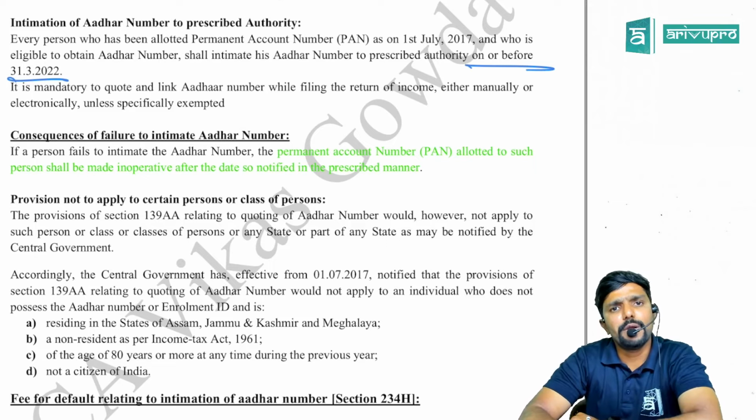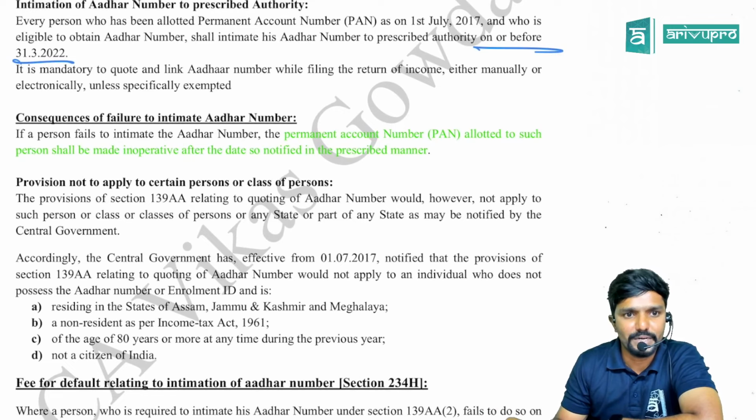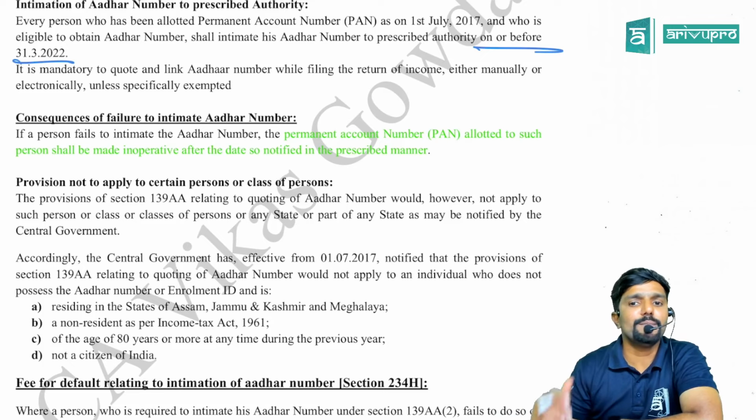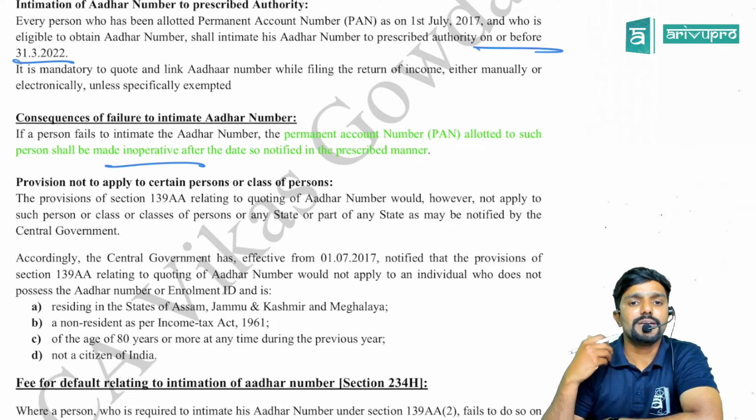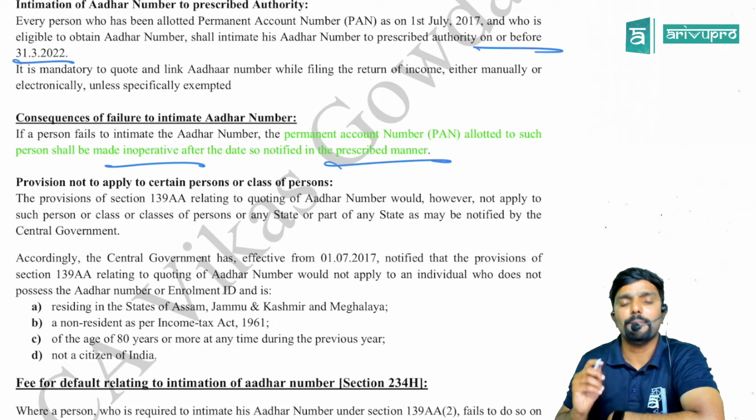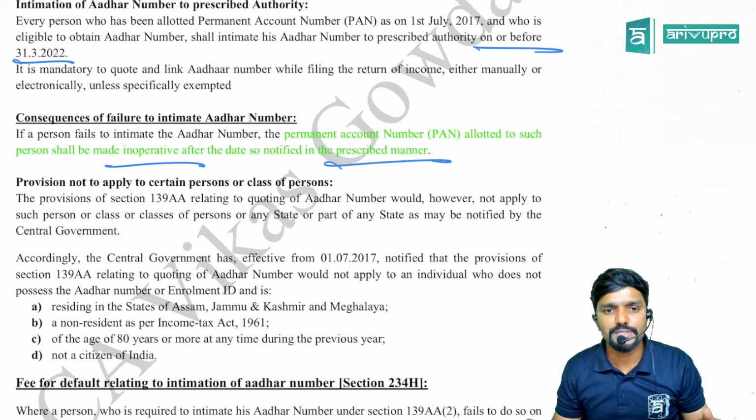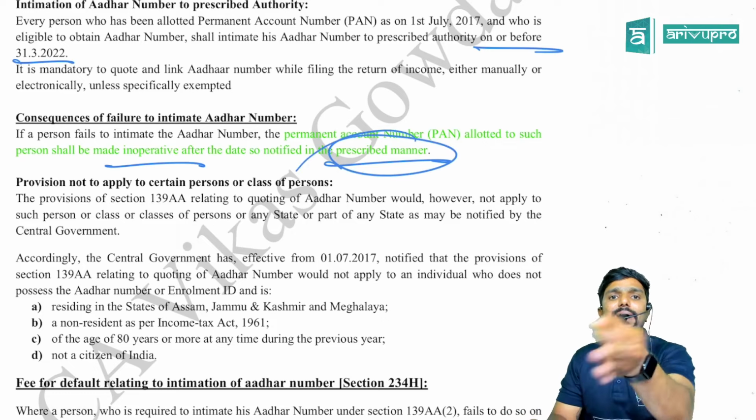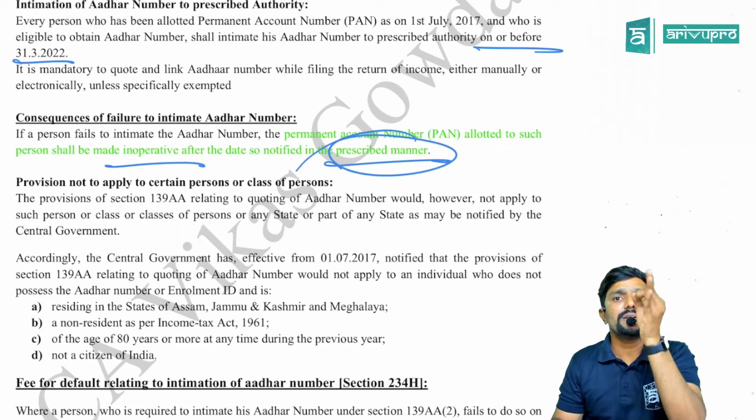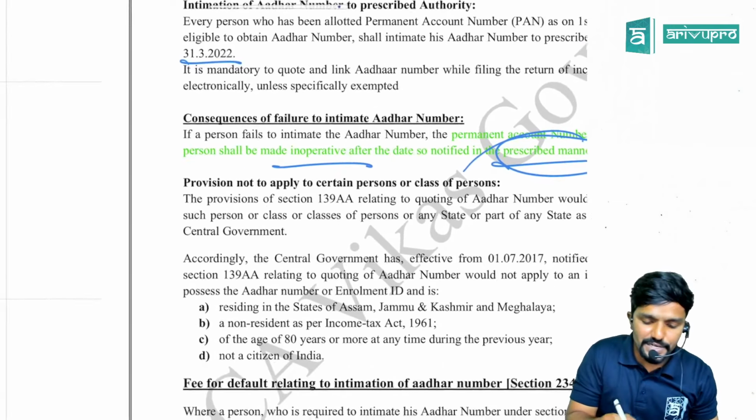Sir, they gave me a deadline to link my Aadhaar with PAN. What if I don't do it? What will they do? That is what they have told. Consequences of failure to intimate Aadhaar number. If a person fails to intimate the Aadhaar number, the permanent account number allotted to such person shall become inoperative after the date so notified in the prescribed manner. This is what was already there, guys. We also covered this in our class. Now they have mentioned this manner, in what manner PAN will become inoperative if you have not linked it before 31st March 2022. That is what the change is.